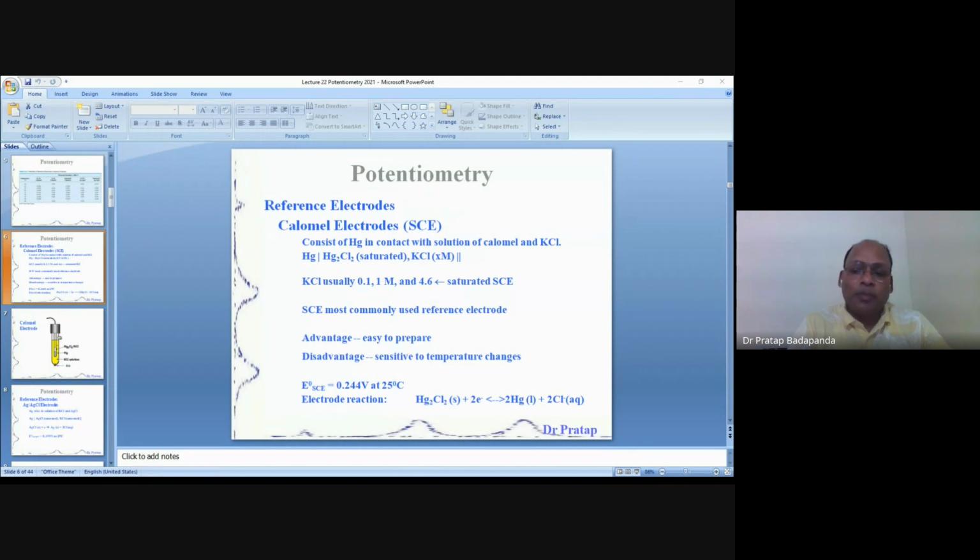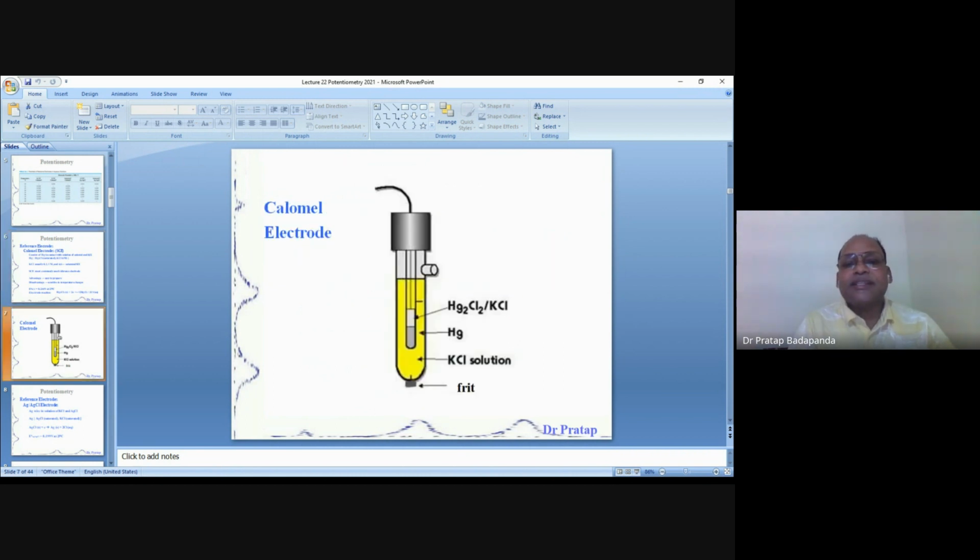When you do the numericals and calculations further on, you will see the practical use. I am telling you, potentiometry has the maximum use in the pharmaceutical industries. Most of the cases, pharmaceutical industries use this potentiometry. Okay. Now we'll come down. This is the calomel electrode. You see the picture. This is the calomel electrode. So you have to understand how the calomel electrode looks.